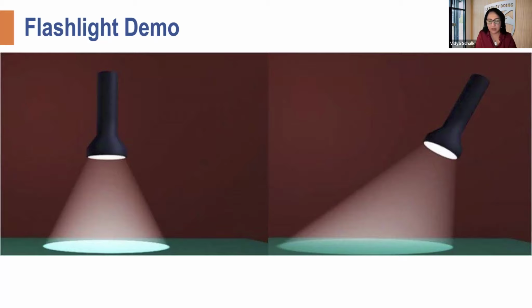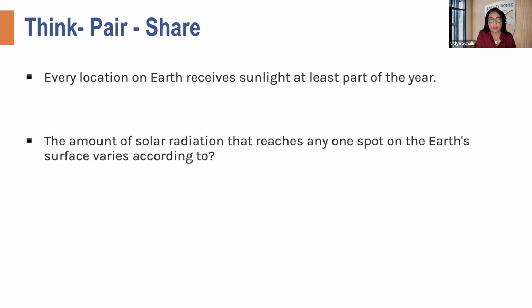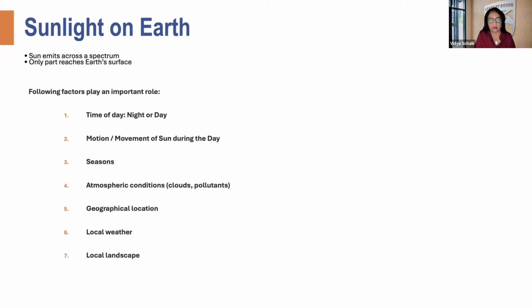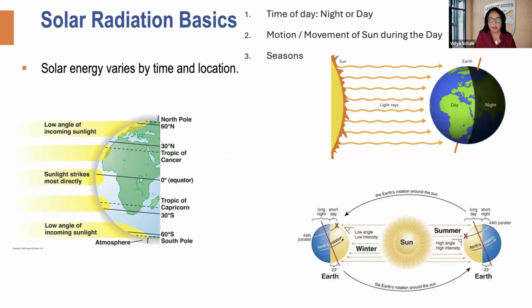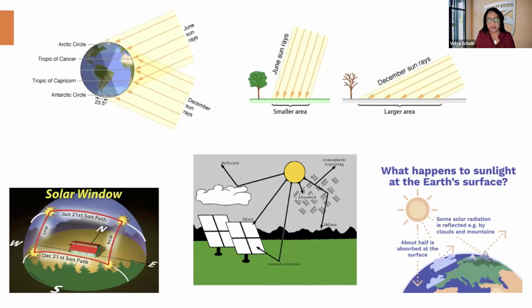So I do a demo at this point, turn the lights off and do a flashlight demo about the diffused light. And then they do a think, pair, share. This is a prompt for them: every location on Earth receives sunlight at least part of the year. The amount of solar radiation that reaches any one spot depends on what different things? And they come up with answers, and it's pretty good. So we go through the whole thing: time of day or night, movement of the sun, seasons, atmospheric conditions, geographical location, local weather, local landscape, things like that. I pull this together, then break it down and talk to them about each one. And yeah, they enjoy that.